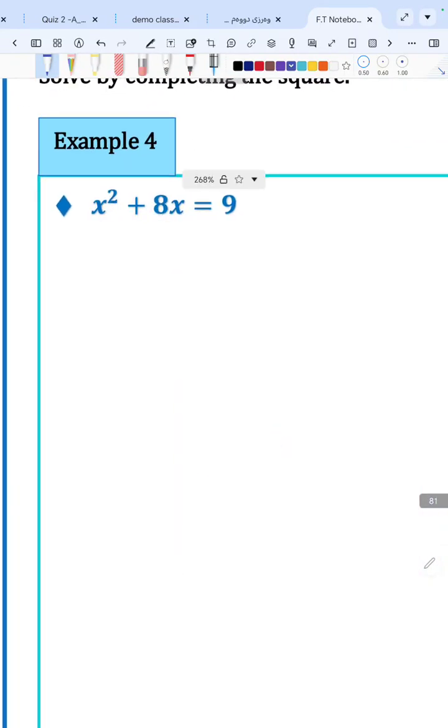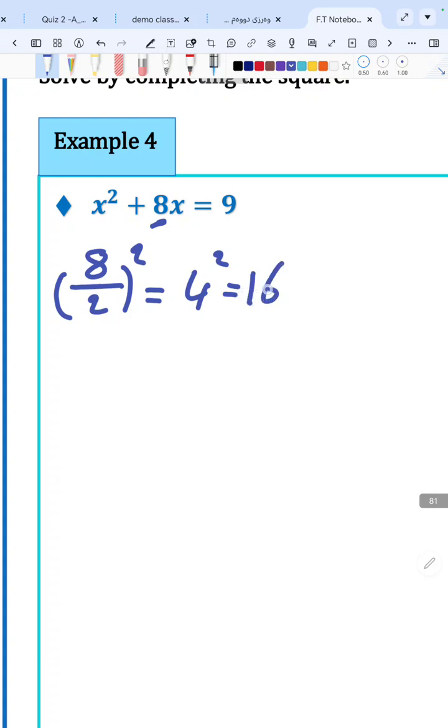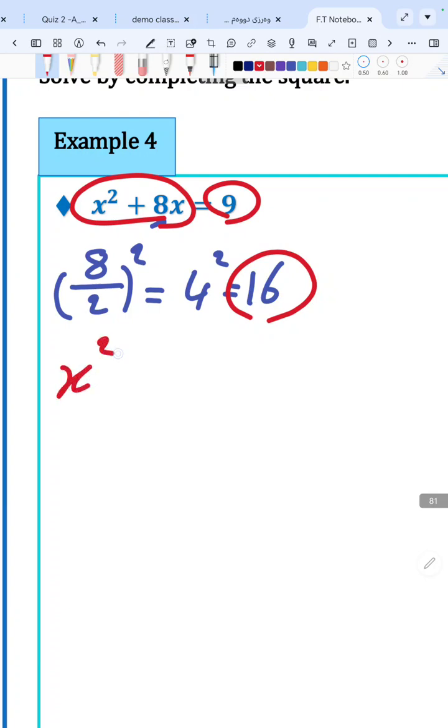For example, we have x power 2 plus 8x equals 9. As I told you, what's the coefficient of x? It's the first step. It equals 8. Using the notes, 8 divided by 2, power 2, equals 4 power 2, equals 16. Now I'm going to add 16 to each side of the equation. We will say x power 2 plus 8x plus 16 equals 9 plus 16.